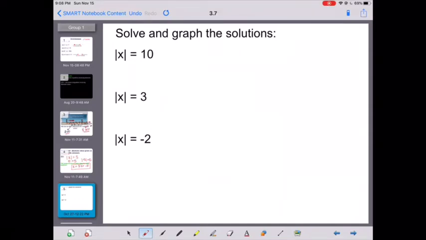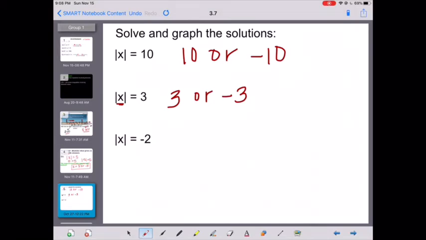All right, solve and graph these solutions. The absolute value of x is equal to 10. I could have a 10 in for that x, or I could have a negative 10. Absolute value of x is equal to 3 means I could have a 3 right here, or I could put a negative 3.